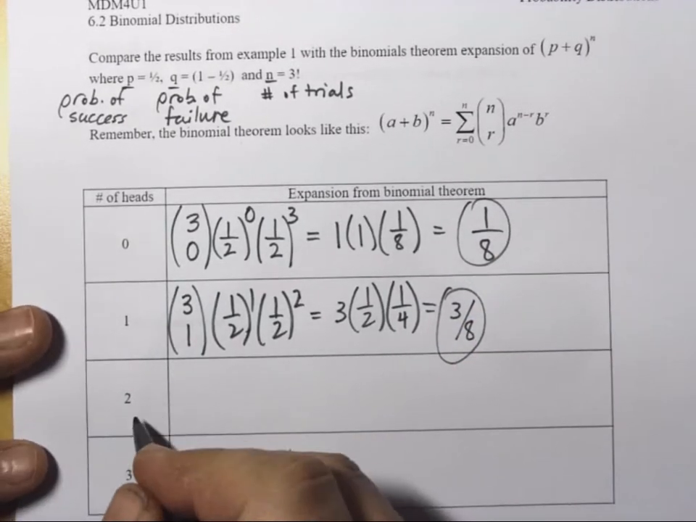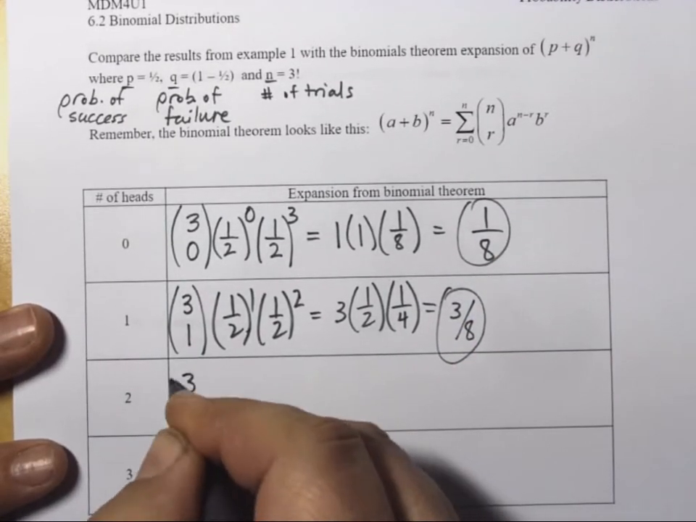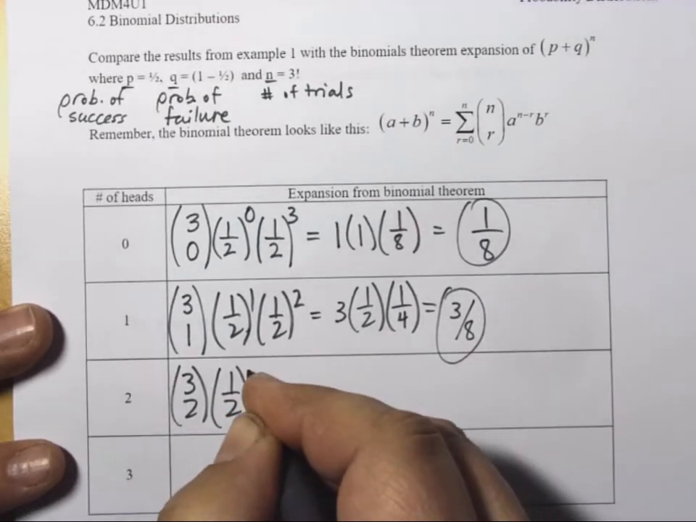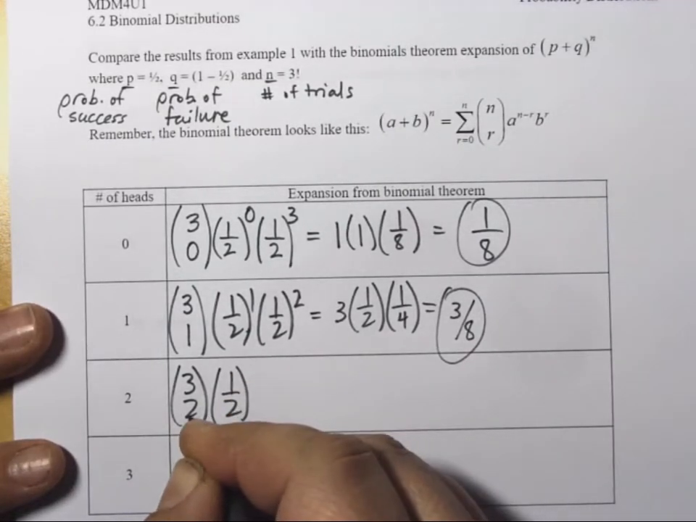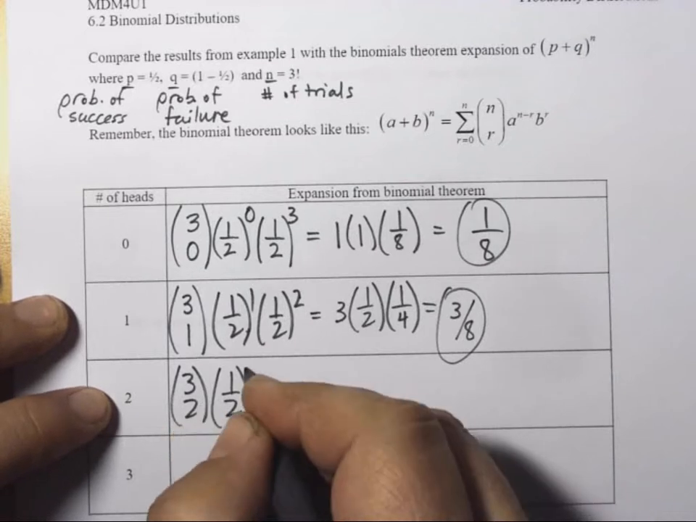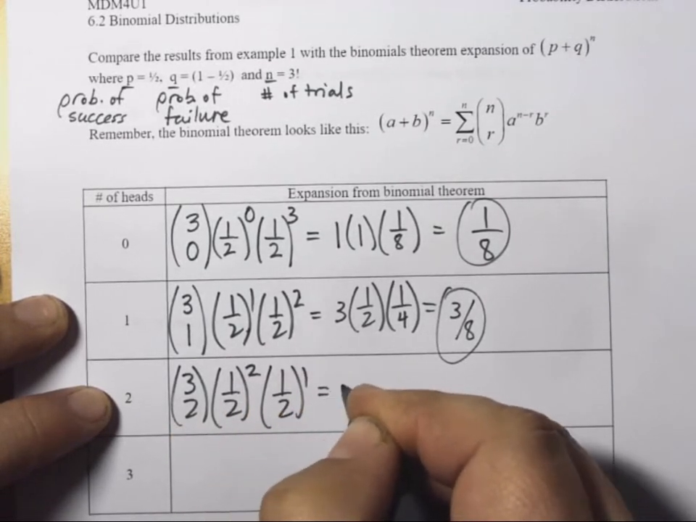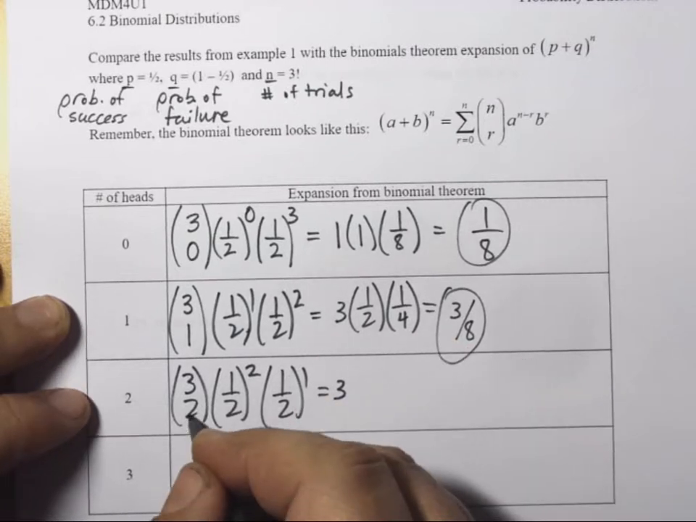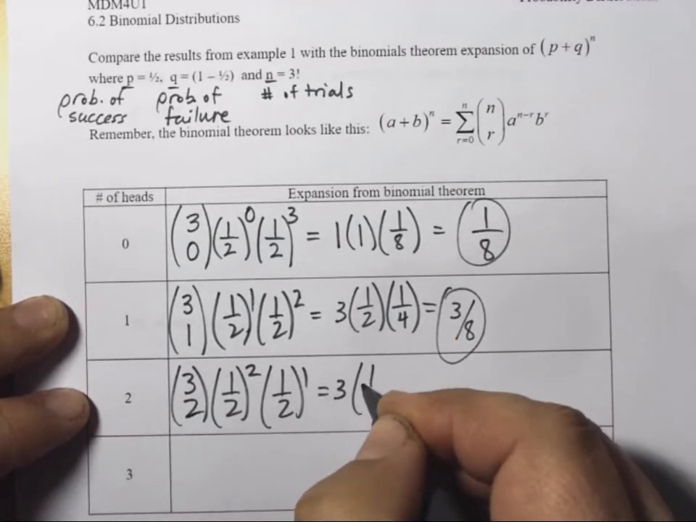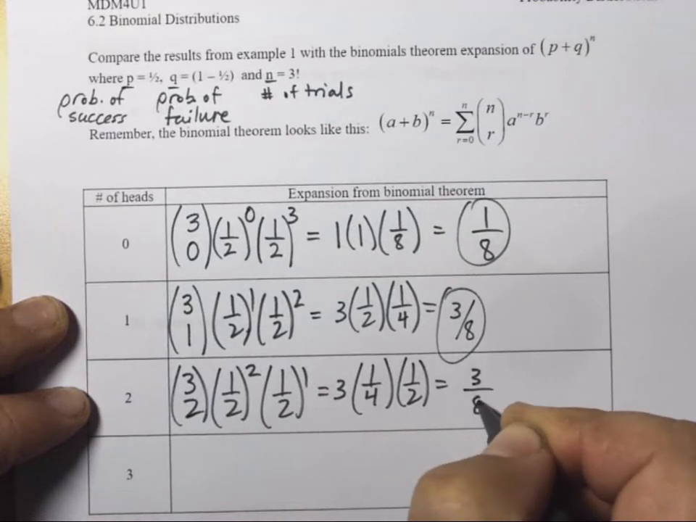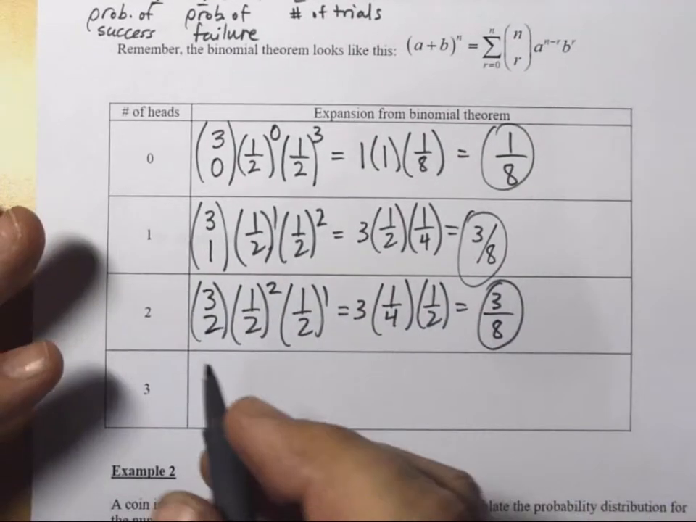Interesting. Okay, let's do 2 more. 3 choose 2. Now you get the hang of this. 3 choose 2 times 1/2 to the what? Well, we must have gotten 2 heads here, 2 successes, so 1/2 to the 2. Failure must have happened once, and this is 3 choose 2, which is 3, times 1/4 times 1/2, which is 3/8. One last one.